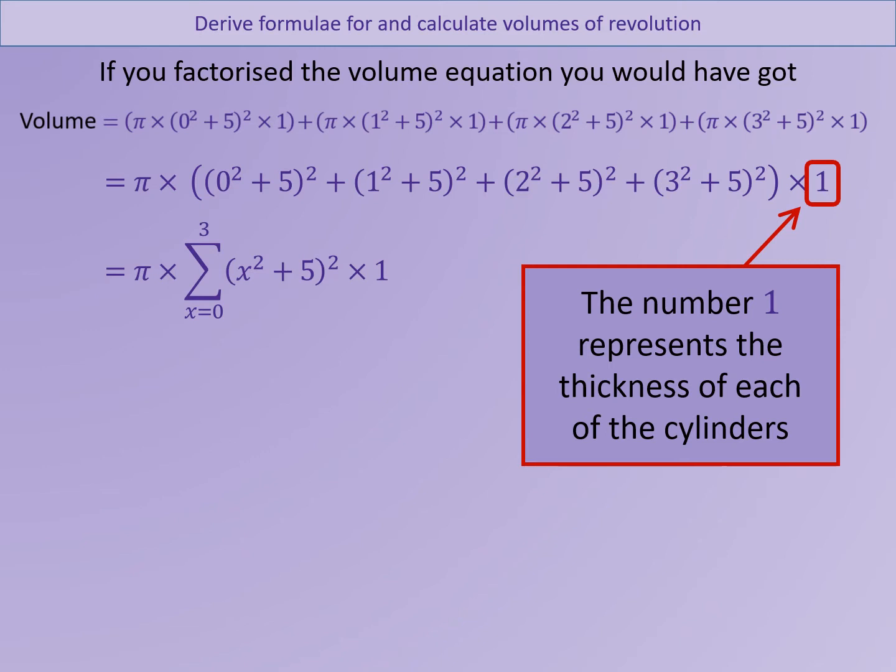So what we have is pi multiplied by, and this represents the sum of each of the y values squared, each of the cylinders, starting with the cylinder where x equals 0 was used, and finishing when we get to the cylinder where x equals 3 was used. This is then multiplied by 1, that is the thickness of each of the cylinders. So this could be written as pi multiplied by the sum of y squared, starting from x is 0 and finishing x is 3, multiplied by 1.